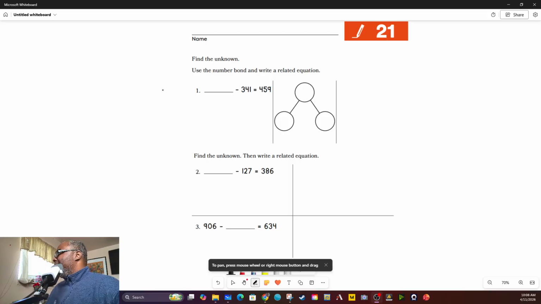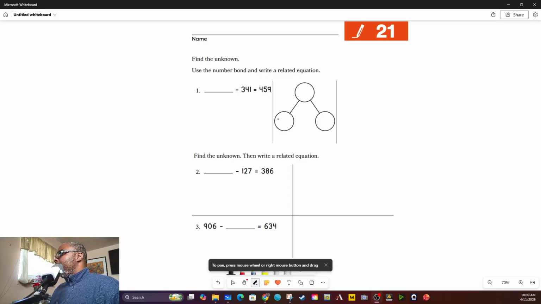6, 7. All right, so it says right here use the number bond and write a related equation. Easy, easy. So we have blank minus 341 equals 459. Usually with these problems we don't get the answer. This time we have the answer and the subtrahend, and we're simply going to find the missing minuend, or the biggest number in the subtraction problem. How do you do that?